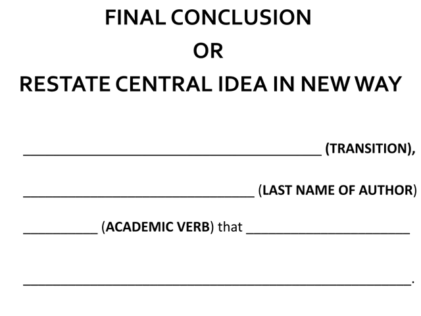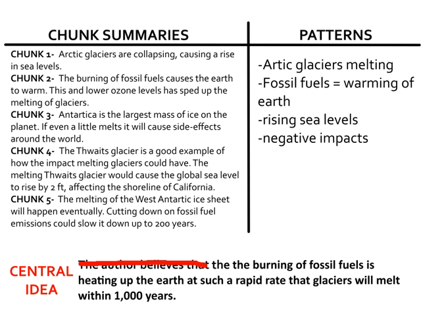I'm going to show you how the final conclusion works, though, because I think this is probably the easiest way to conclude your summary. So I'm going to come back to my chunks, and I want to look at my final chunk. My final chunk is chunk 5: The melting of the West Antarctic ice sheet will happen eventually. Cutting down on fossil fuel emissions could slow it down by 200 feet. So that's what the author discusses in that final section or chunk.